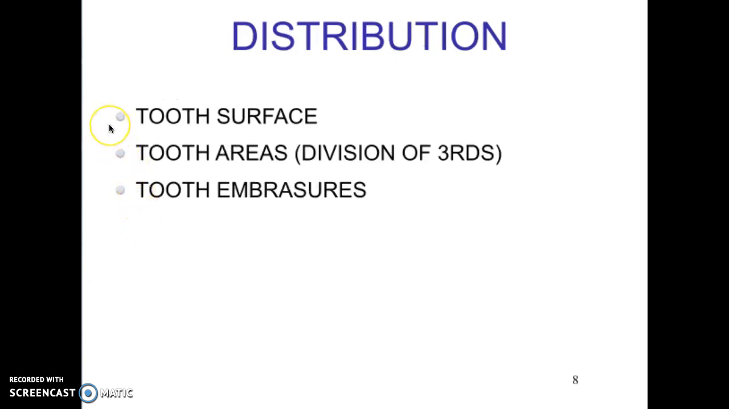Distribution has to do with the tooth surface that these stains or discolorations are covering on the tooth. So our tooth surfaces, I think you all know tooth surfaces, or tooth areas. Sometimes the division of thirds, is it at the gingival third or the middle third of the tooth, or the incisal third or the occlusal third, or is it in the tooth embrasures? So that would be descriptions of the distribution.